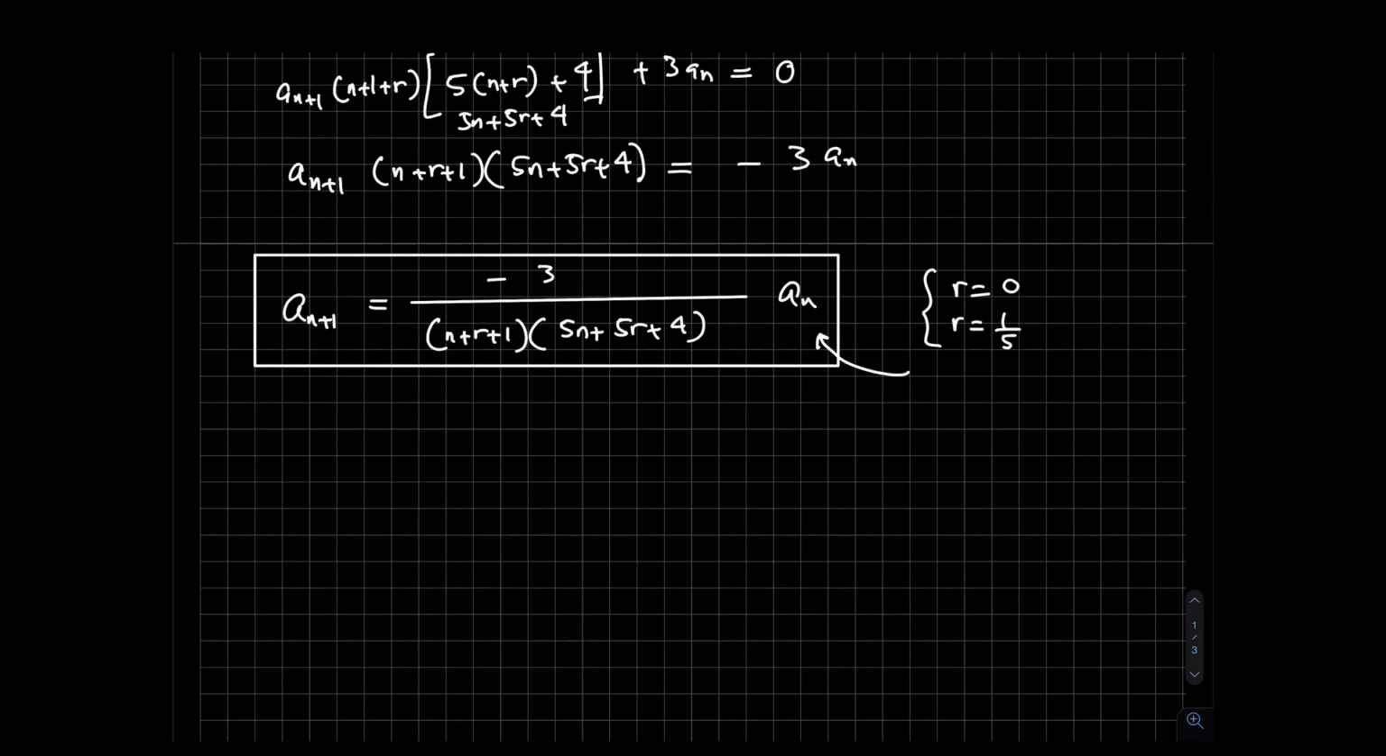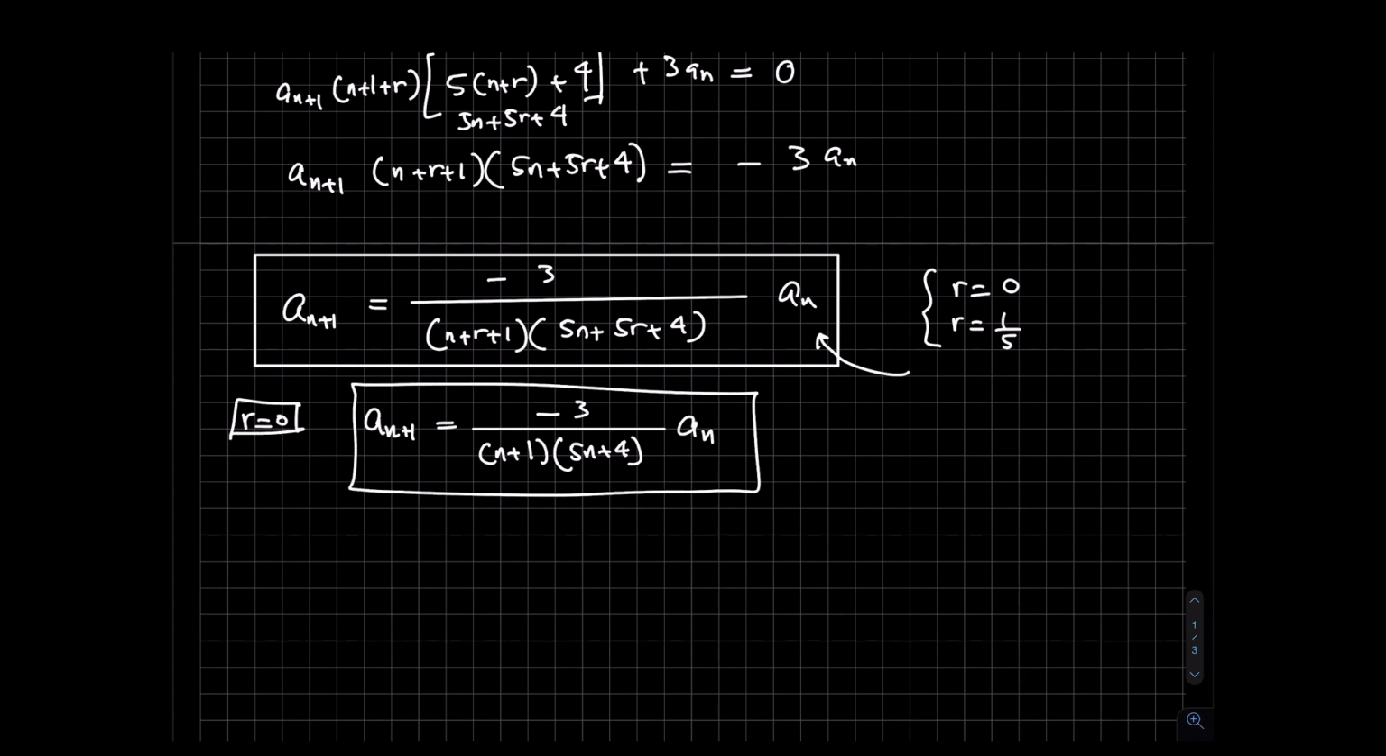So let's start with r is equal to 0. If r is equal to 0, then my a_(n+1) will be minus 3 over n plus 1 times 5n plus 4, times a_n. So this will be my recursive relation here, which is much more pleasant than the one above it.